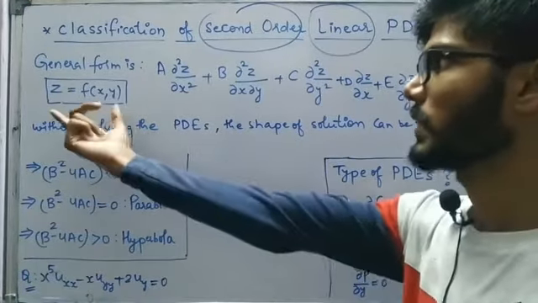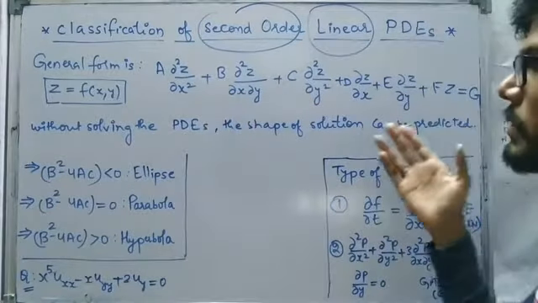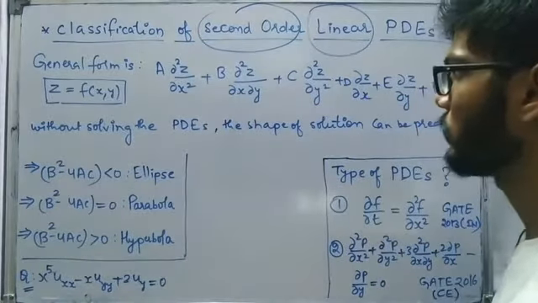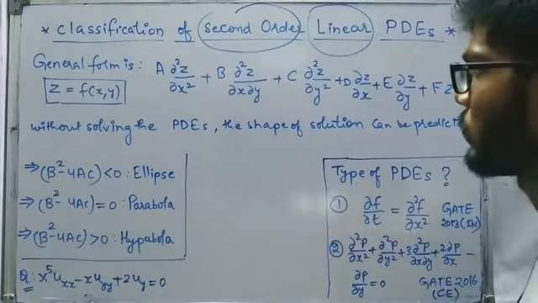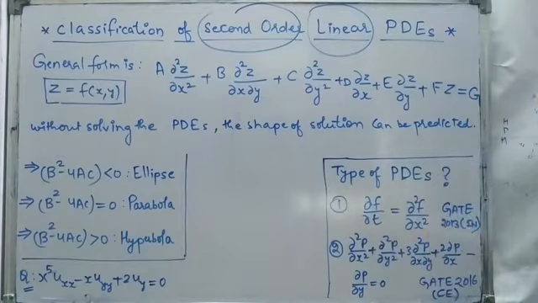So if z is a function of x and y, we have the standard form of the equation as a into ∂²z/∂x² plus b into ∂²z/∂x∂y plus c into ∂²z/∂y² plus d into ∂z/∂x plus e into ∂z/∂y plus fz is equal to g.